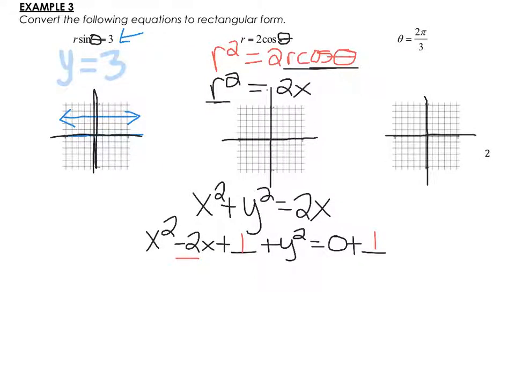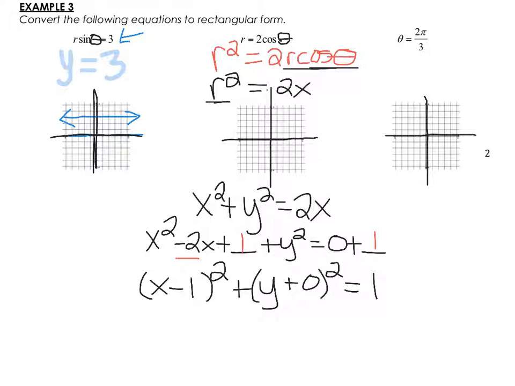Then from there, I can write this as a quantity squared. So that first part factors into x minus 1, quantity squared, plus, if it's easier for you to see it, you can write it as y plus 0, quantity squared, equals 1. And hopefully now you can see that that is indeed a circle with a center at 1, 0, and a radius of 1.